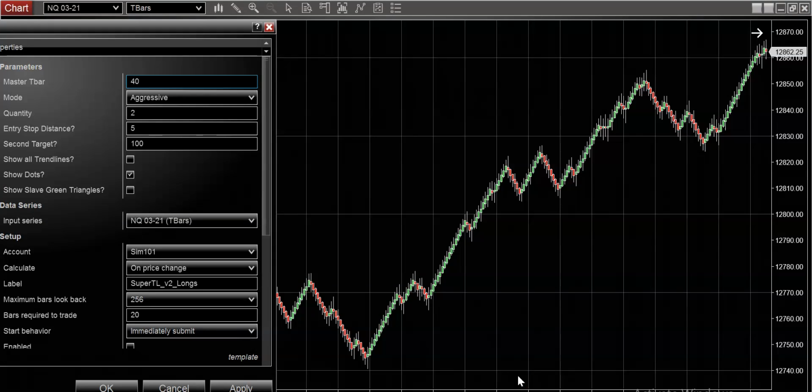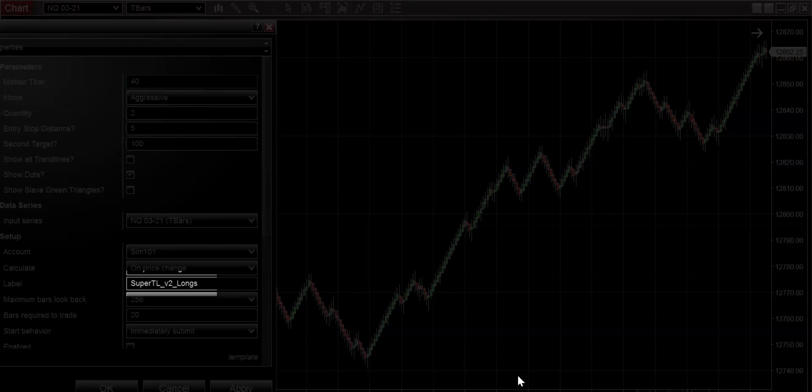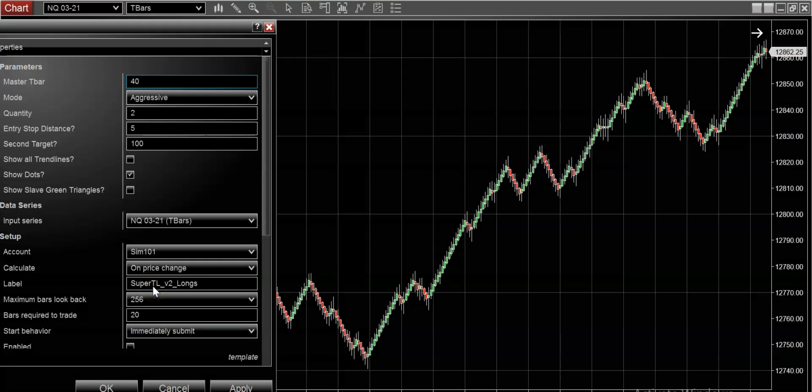Step 2 involves applying the multi-time frame strategy to your chart. As you can see on the screen right now, the name of this particular strategy is called Super TL. That stands for trend lines, by the way, longs. Now once I overlay this onto my chart here, what you're going to see immediately will be 2 different color-coded trend lines. Let's slap this onto the chart.